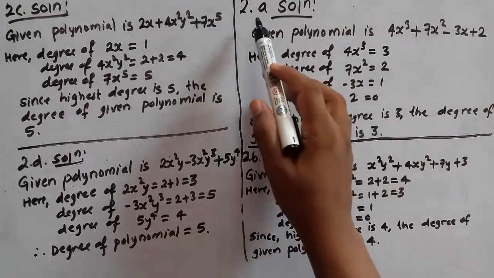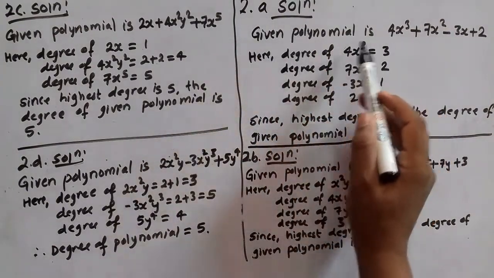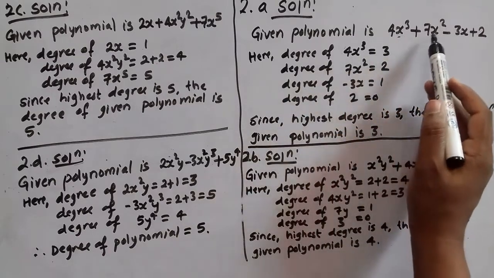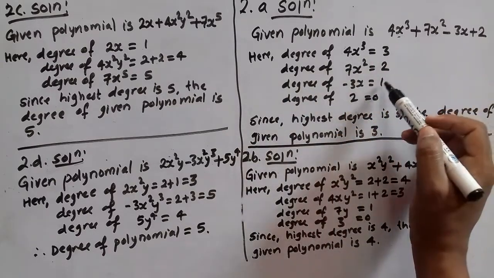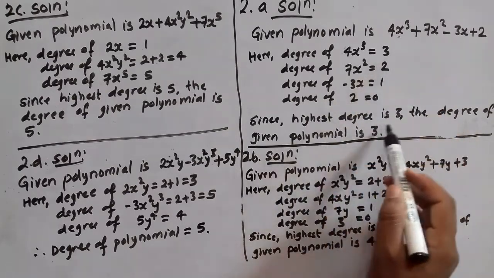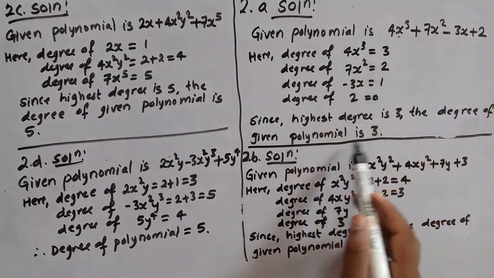Here in question 2a, the given polynomial is this. The degree of the first term is 3, of this term is 2, of this is 1, and of this is 0. Here the highest degree is 3, so the degree of this given polynomial is 3.